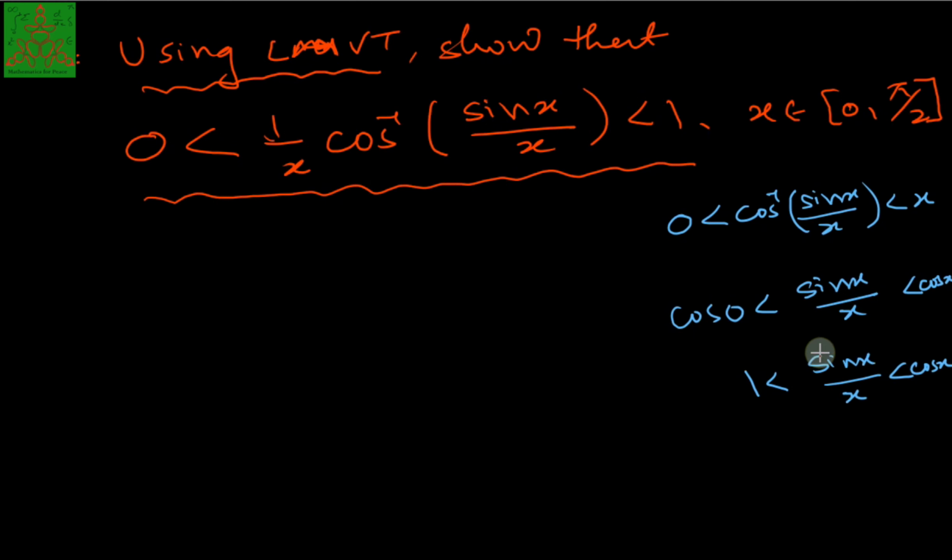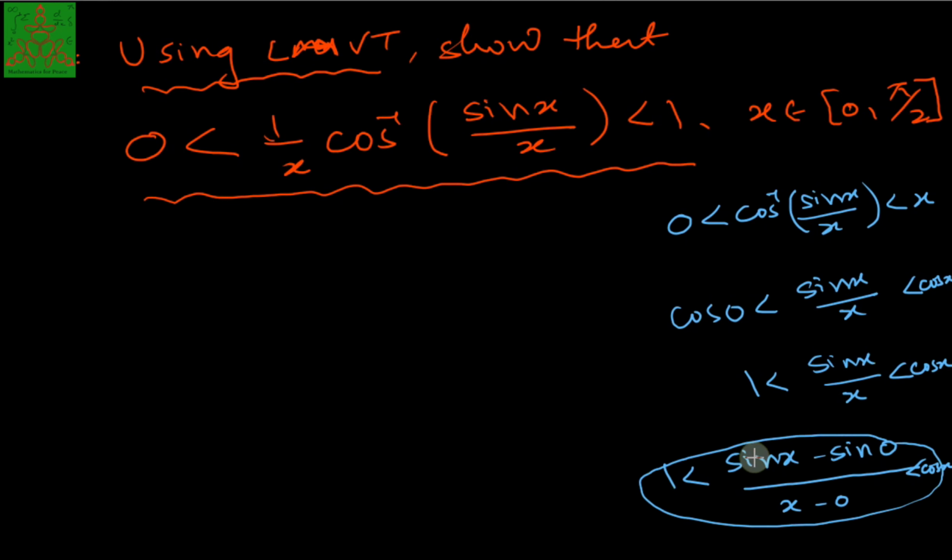And you should just note that we can write this as 1 less than sin x minus sin 0, because sin 0 is 0, upon x minus 0, is less than cos x. So it is the kind of LMVT we have to apply for the function sin x in the interval 0 to x, and we have to establish such a result. That is the objective, and that is the way of looking at this type of inequalities.